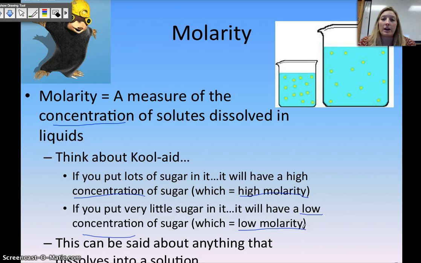So all we're looking at here is the amount of stuff that's dissolved in it. If there's not very much stuff, then it's going to be a low molarity. If there's a lot of stuff dissolved in it, it's going to be a high molarity. And this can be said about anything that we dissolve in water. Salt, sugar, anything, acid.